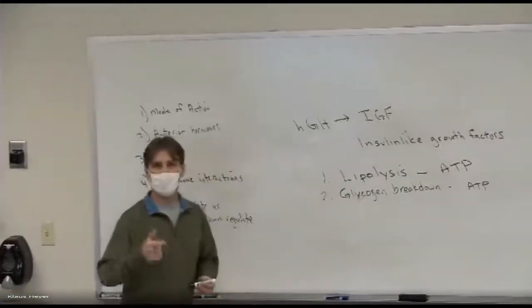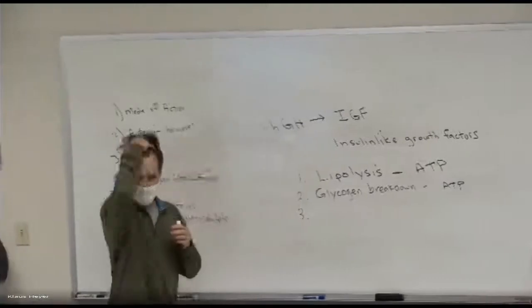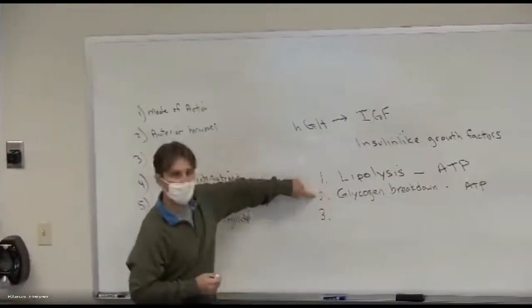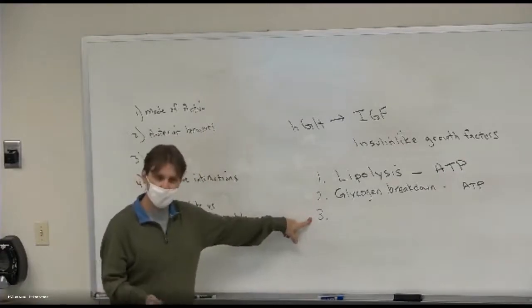Now we have the third thing that we eat in our food. Because remember, there's 3 things in our food: there's carbohydrates, there's lipids, and then there's proteins. That's what we eat when we eat food.